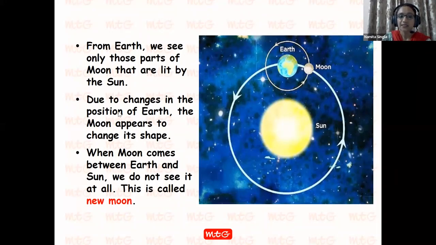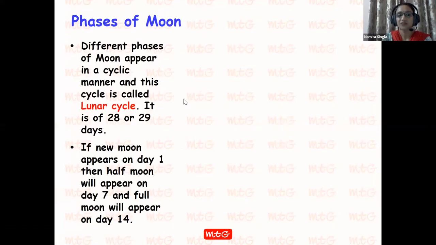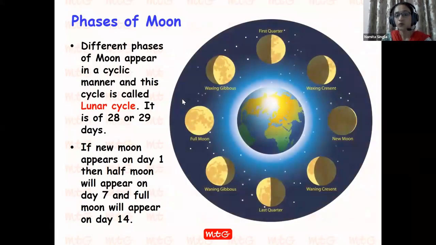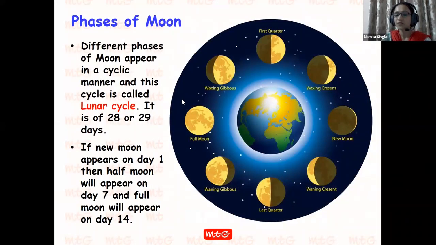Due to changes in position, the moon appears to change in shape, because the moon, Earth, and sun are continuously changing their positions. When the moon comes between the Earth and sun, we do not see it at all. This is called a new moon. While discussing the different phases of the moon, we will see what the position of the sun, moon, and the Earth is during the new moon days.